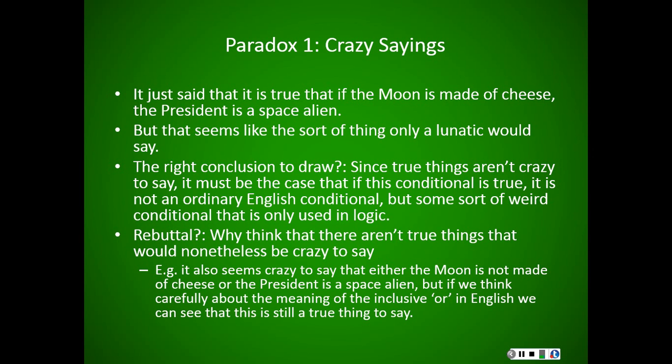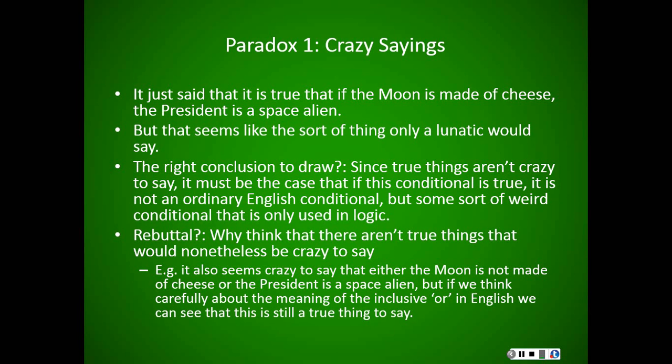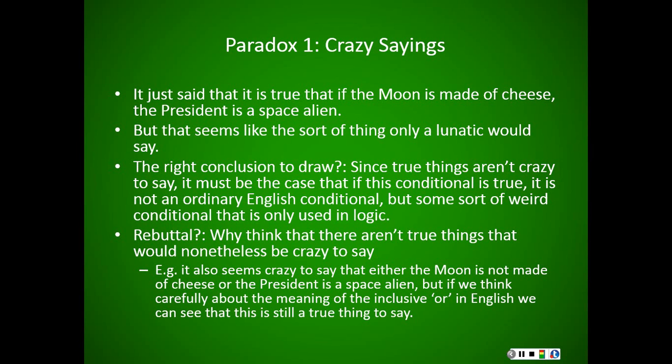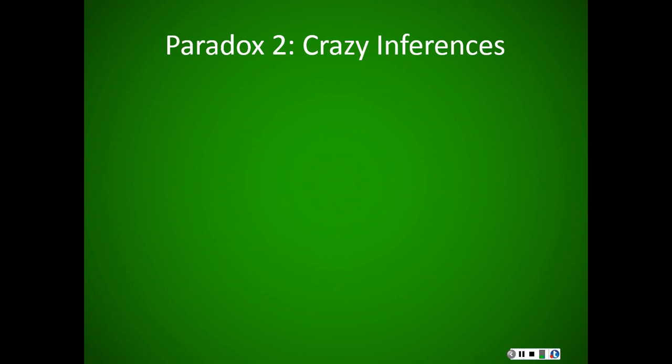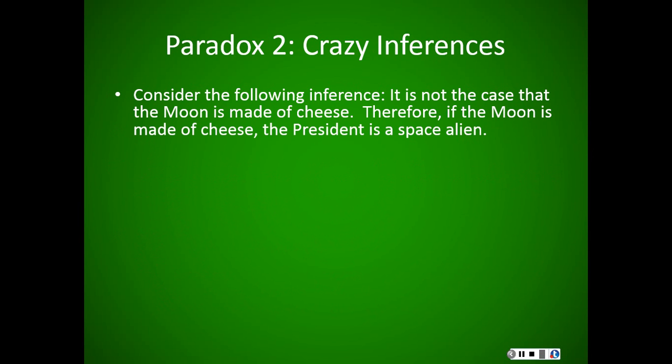An inclusive or is true just in case at least one of its disjuncts is true. Well, the moon is not made of cheese, so that disjunct is true. And since the moon is not made of cheese, it follows that the moon is not made of cheese or the president is a space alien. That's a crazy thing to say, but I think our linguistic competence with or tells us that even though it's a crazy thing to say, it's true. So I don't think that this is a good reason to deny that material conditionals are in fact English indicative conditionals.